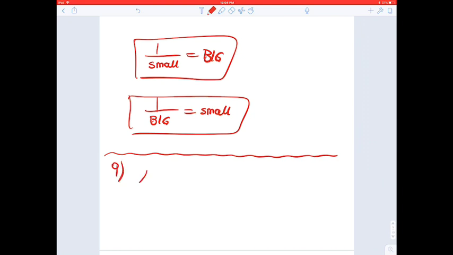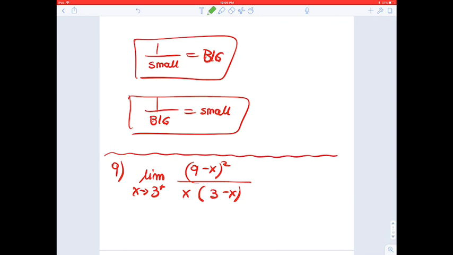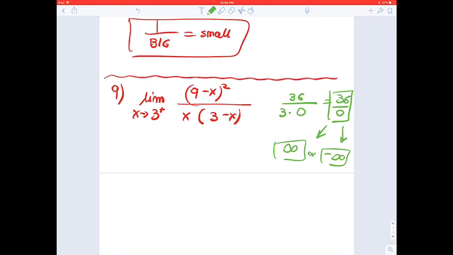Limit number 9 will be this one. The limit as x goes to 3 from the right-hand side of (9 minus x) squared over (3 minus x). Okay, direct substitution always. 9 minus 3 is 6, 6 squared is 36. The denominator is 3 minus 3, which is 0. So 36 over 0. A finite number over a small number will give me a big number, but you have to check if it's a positive or negative big number.